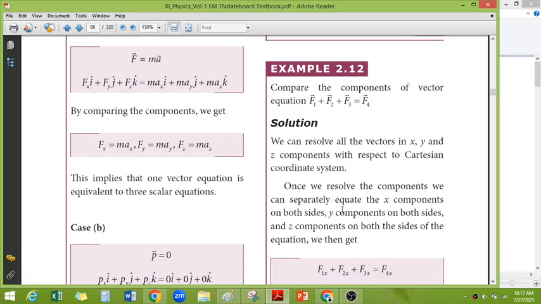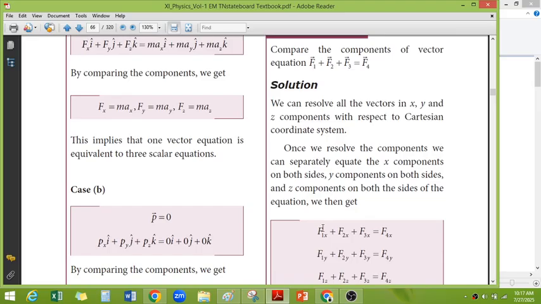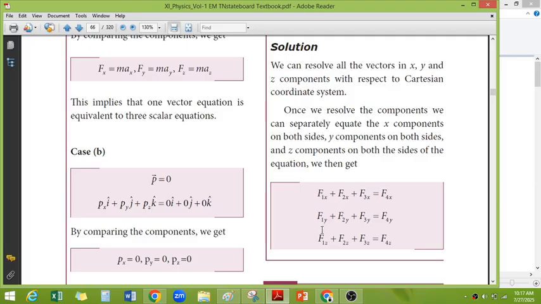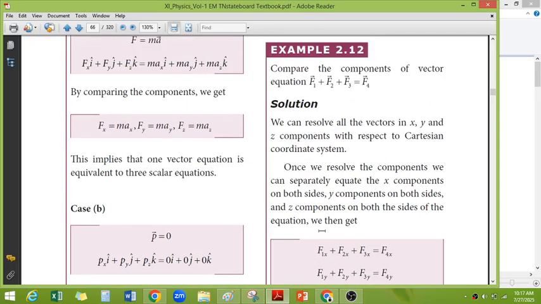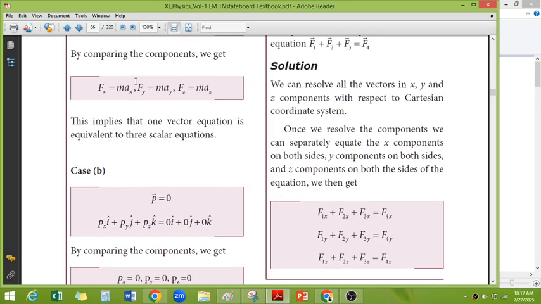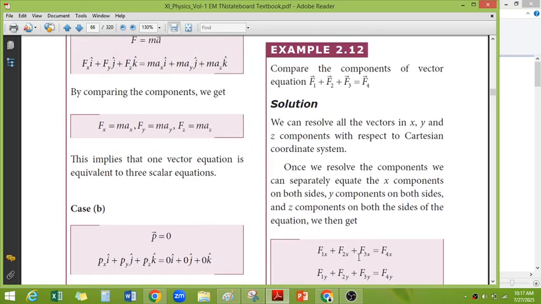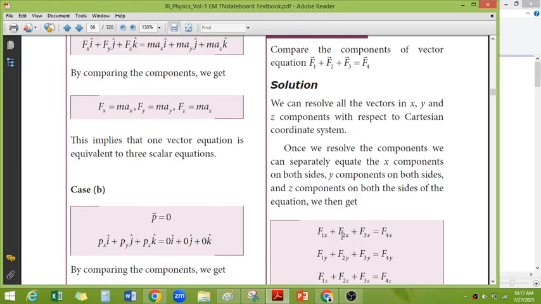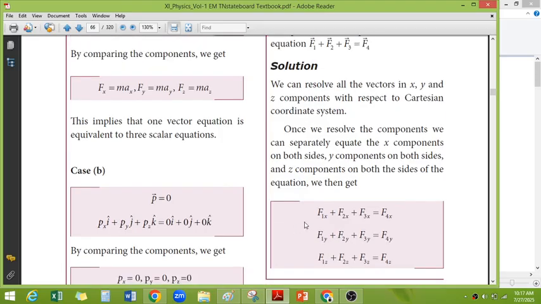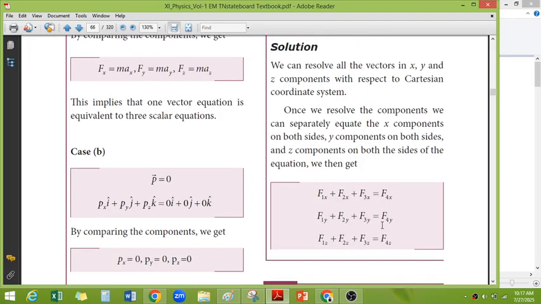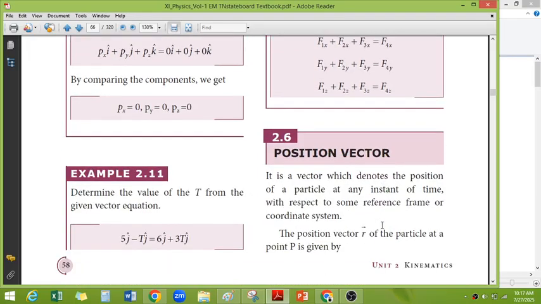Compare the components of the vector equation. This is also very similar to what we saw here. They just write f1 as f1x, f2x, f3x, which is equated to f4x. So basically what this means is you can equate all the x's together, y's together, z's together. That's the meaning of this. Nothing very difficult here. If you have any doubts, please ask me.